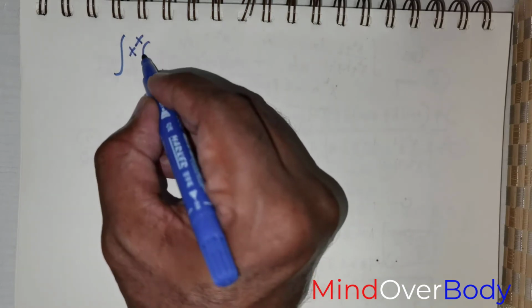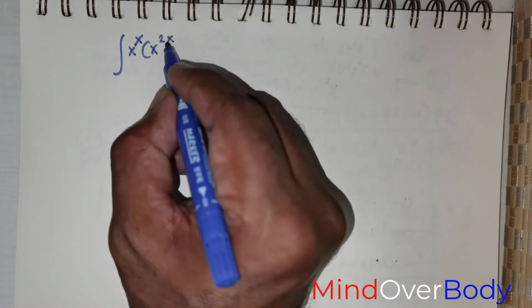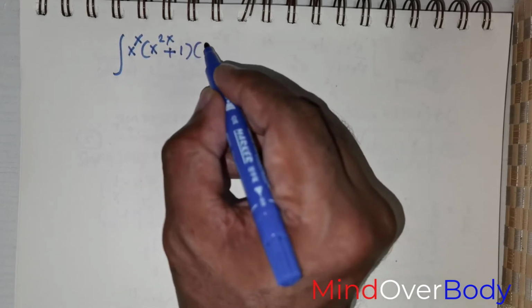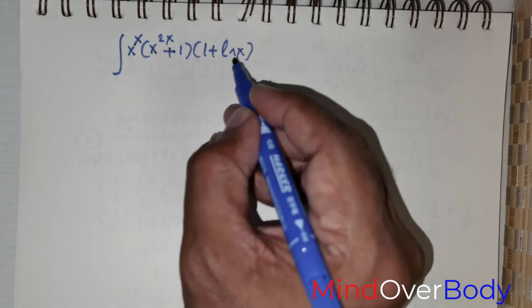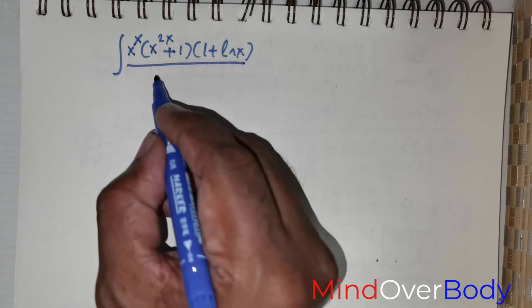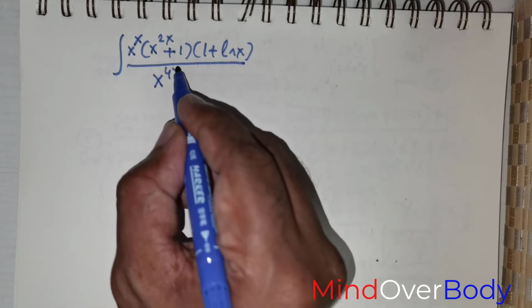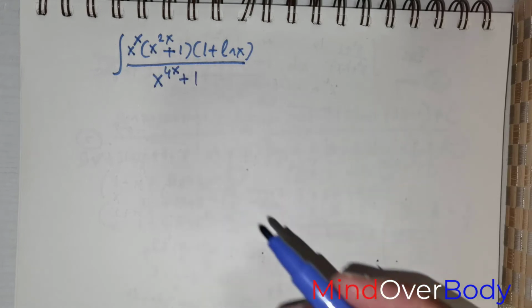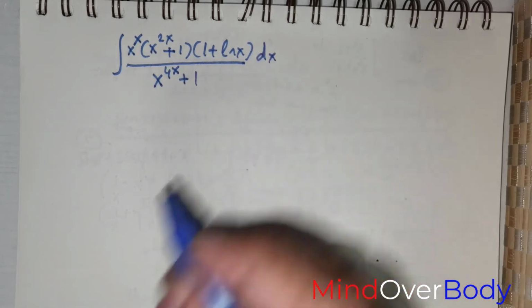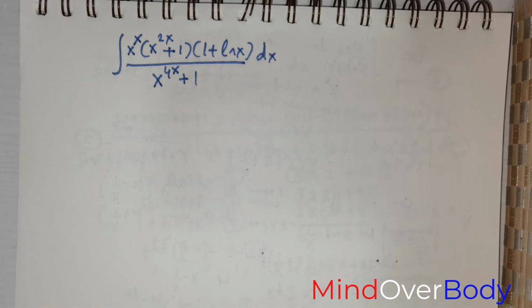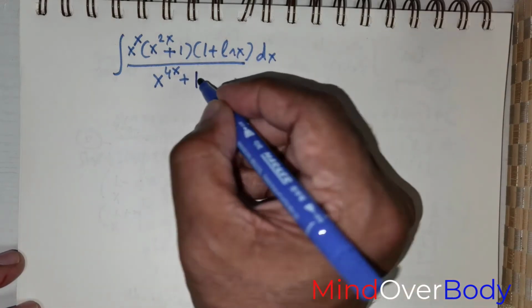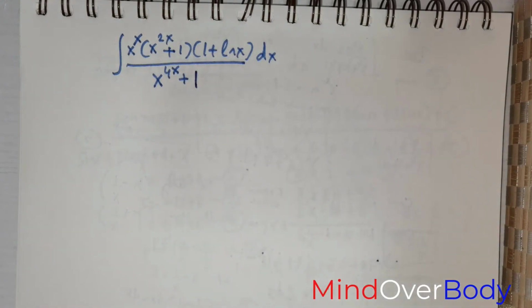Students, this is a beautiful question. We've been expected to integrate x raised to the power of x times x raised to the power of 2x plus 1 times 1 plus ln x over x raised to the power of 4x plus 1, and that has to be multiplied with the differential operator dx. Now the very first glance at this question would really take most students by surprise.